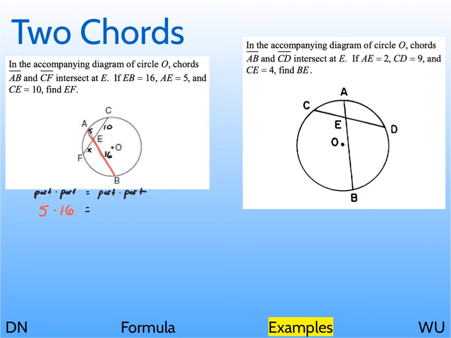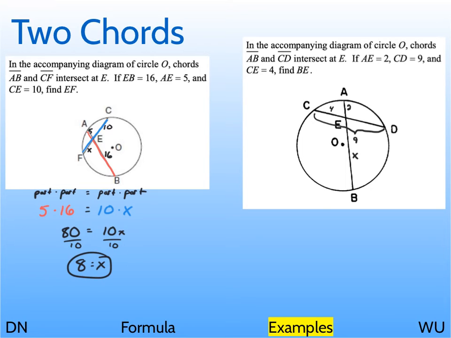And now, if we look at CF as the other chord, the two parts there are 10, and EF, what we're trying to find, is x. So now we have a very, very easy equation to solve. 5 times 16 is 80. 10 times x is 10x. We divide by 10 on both sides. And we know that EF is 8, which is what we're looking for.